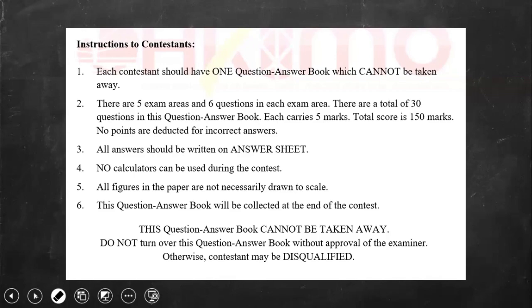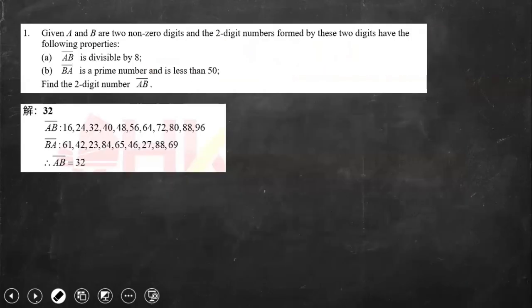All figures in the paper, I know calculators can be used during the contest. All figures in the paper are not drawn to scale. And the question answer book, the booklet, will be collected at the end of the contest. Okay, so let's start. Number 1.